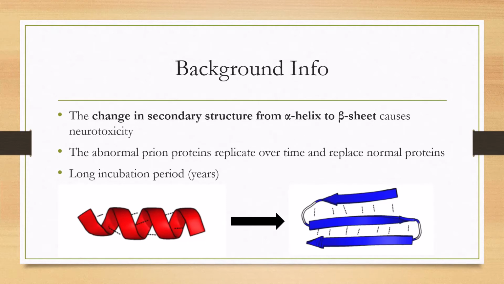So the main problem in this disease is that there is a change in the secondary structure of the prion protein due to the mutations in the PRNP gene, and this causes a conformation change from the alpha helix secondary structure to a beta sheet, and that's what causes the neurotoxicity. These abnormal prion proteins replicate over time and replace the normal prion proteins, and since they have to replicate over time, there's typically a long incubation period of years.